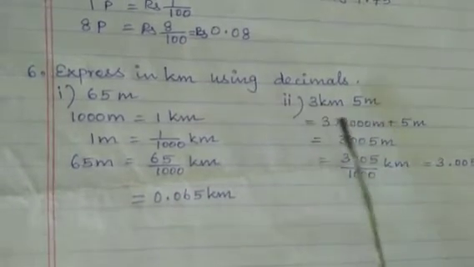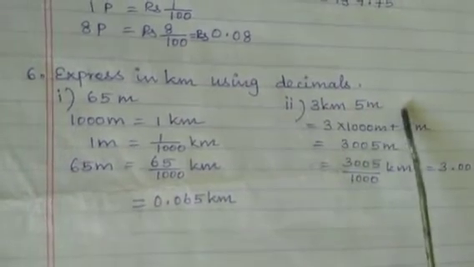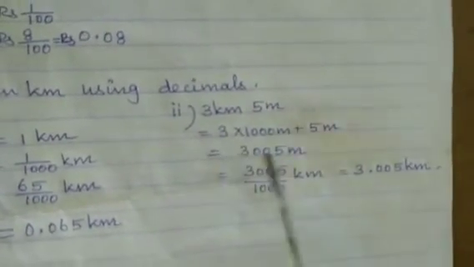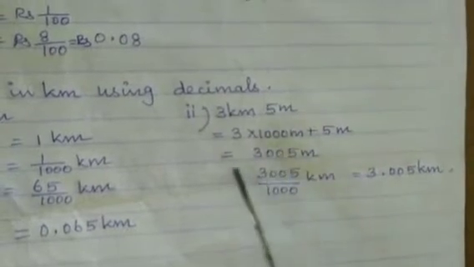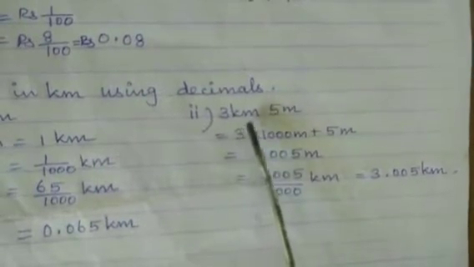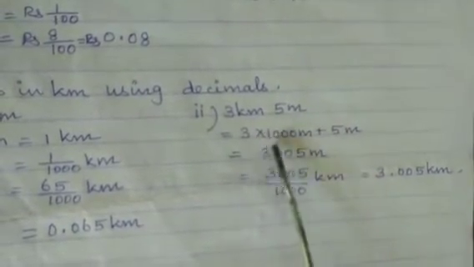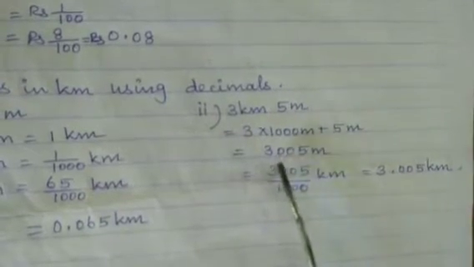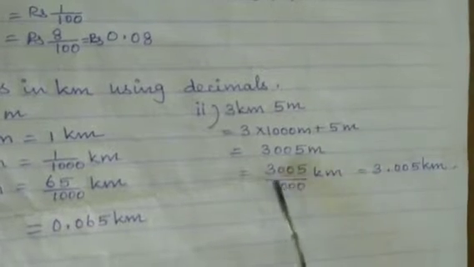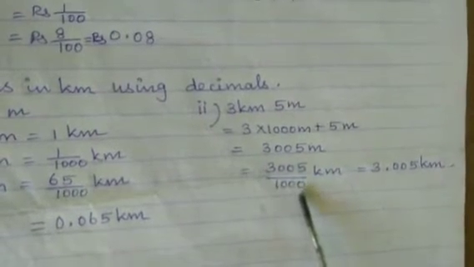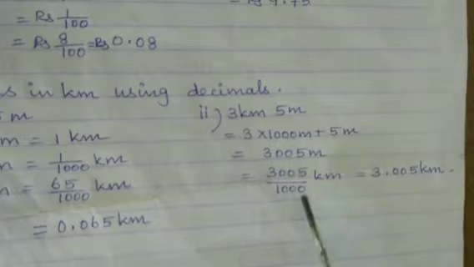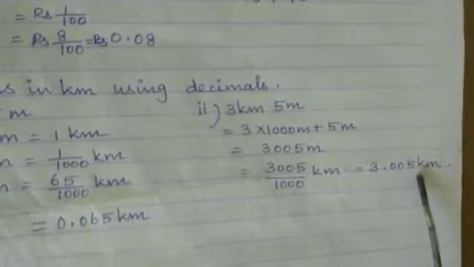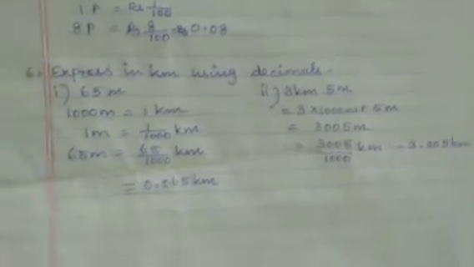Now move to the next question: 3 kilometer, 5 meter. Here we can write 3 kilometer directly, otherwise we can simplify this way. Convert kilometer into meter: 3 into 1000 meter plus 5 meter, that is 3000 plus 5, 3005 meter. Then 3005 divided by 1000 kilometer. 3 zeros, so 3 decimal places should be there. So 3.005 kilometer.